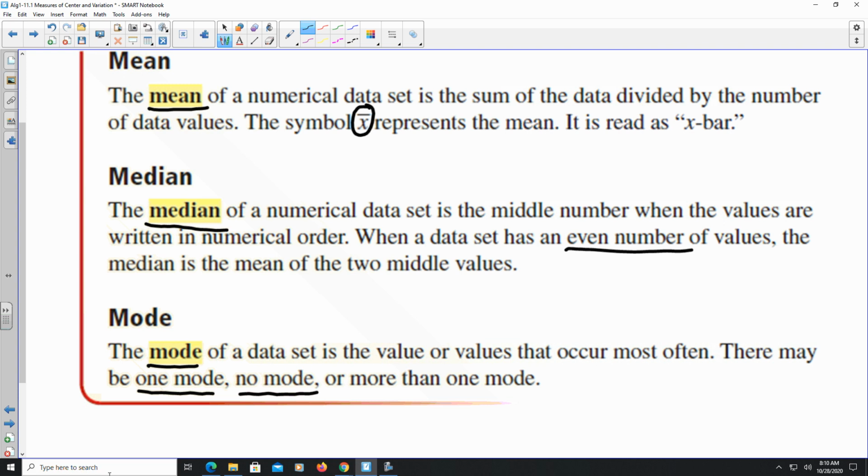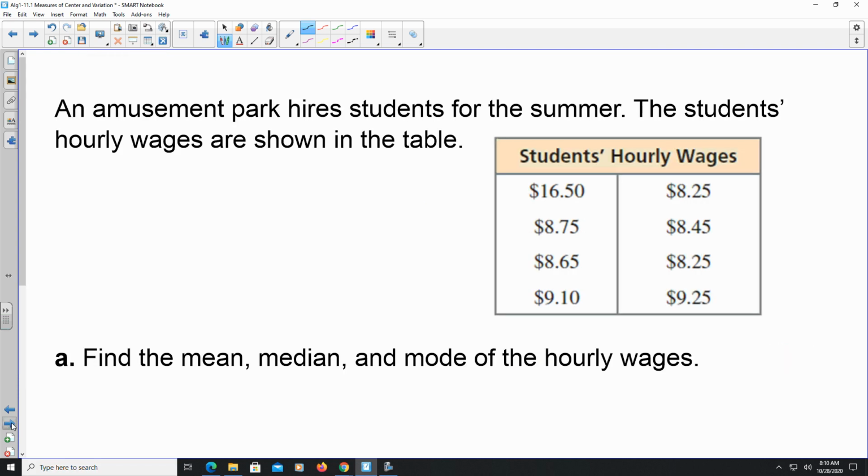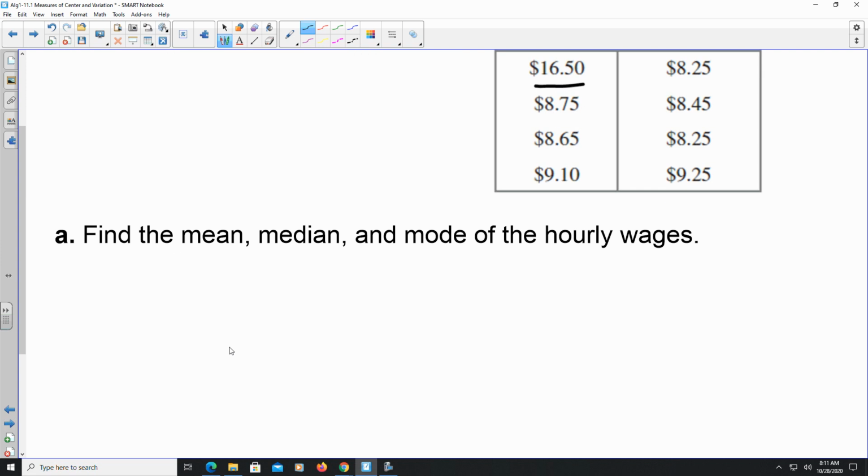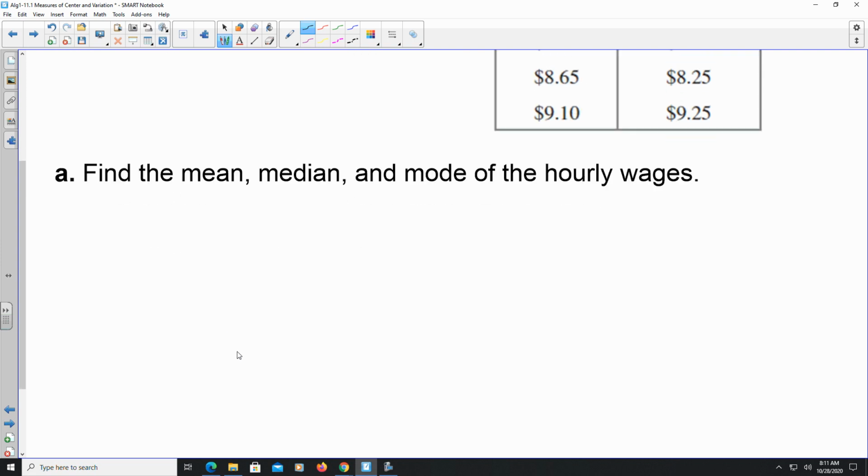Okay, so with that being said, we have an example right here where we have a piece of data. It says an amusement park hires students for the summer. The students' hourly wages are shown in the table. So here are the different wages. So some students get paid like 16.50, 8.75, 8.65, 9.20, so on and so forth. So we have all those pieces of data. They are asking us to find the mean, the median, and the mode of each of these hourly wages.